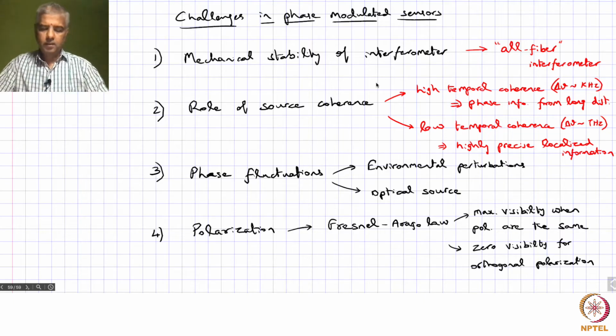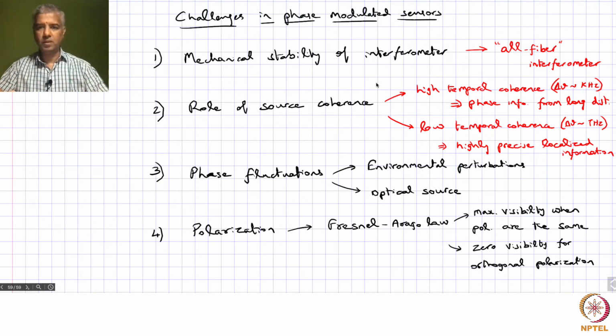We have been looking at some of the challenges in phase modulated sensors, and in the last couple of lectures we have identified that mechanical stability of the interferometer is one of those challenges, and we looked at how going to an all fiber configuration can possibly address that issue. And then we went on to look at the role of source coherence as far as these interferometers are concerned, which is one of the key aspects of phase modulated sensors in terms of demodulating the phase into intensity information.